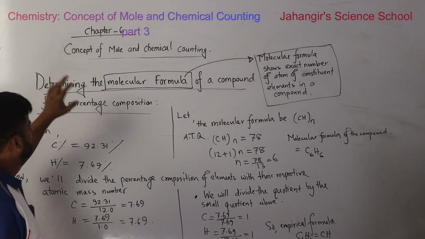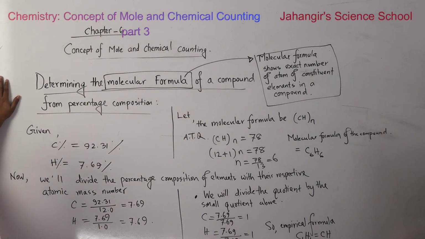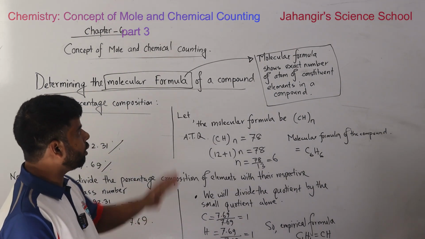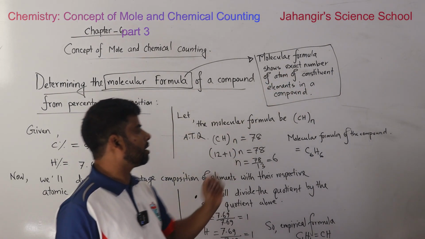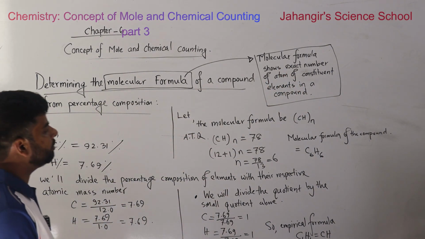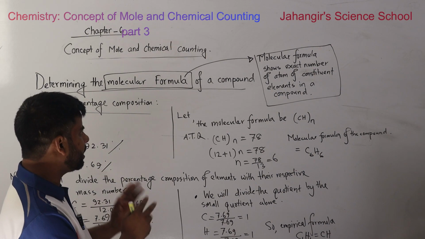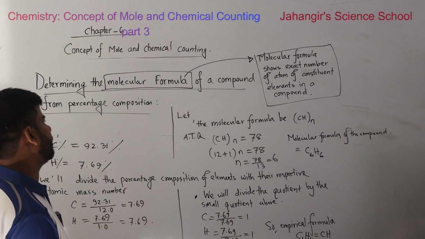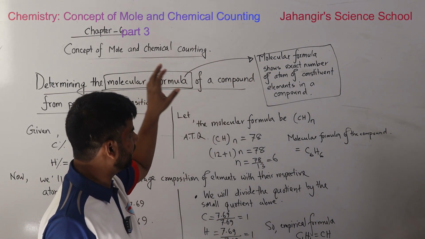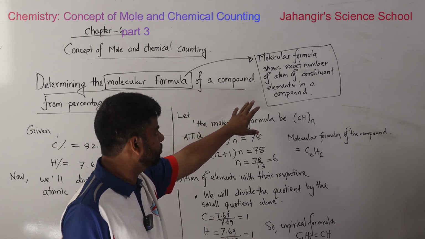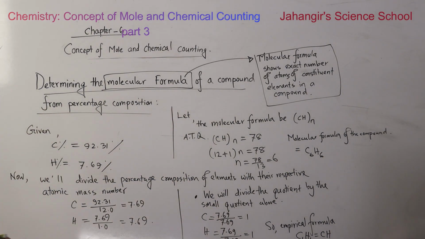Now we determine the molecular formula of a compound from percentage composition. What is the molecular formula? The molecular formula shows the exact number of atoms of constituent elements in a compound. On the other hand, the empirical formula shows the smallest ratio of the number of atoms of constituent elements in a compound.